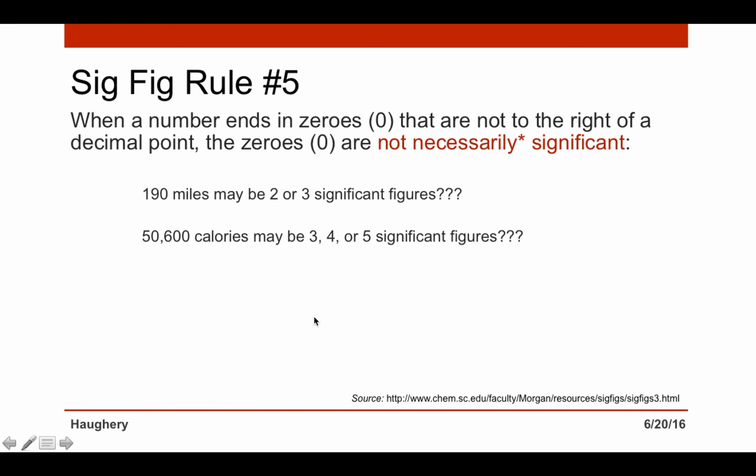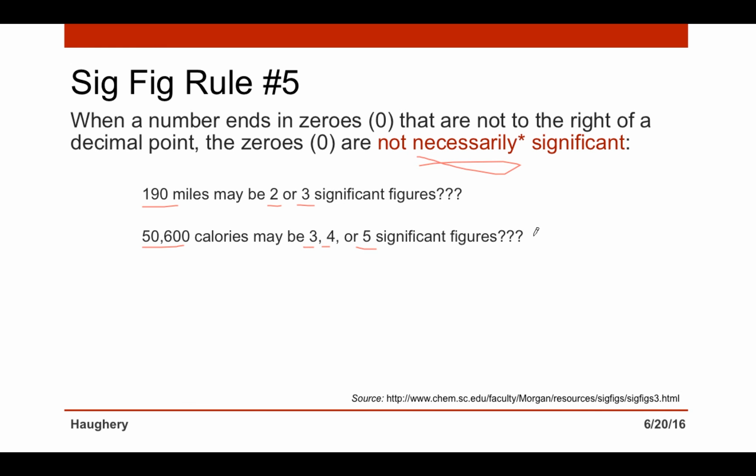Rule number 5, probably the most confusing rule. The rule states that when a number ends in 0 that is not to the right of the decimal point, the zeros are not necessarily significant. So this is very hard sometimes to interpret. What does that necessarily mean? So 190, some people would say has 2, some would say 3 significant figures. This number, some would say 3 or 4 or 5.